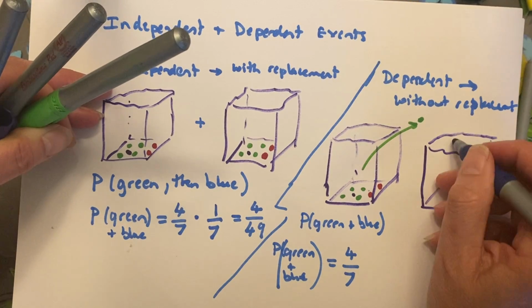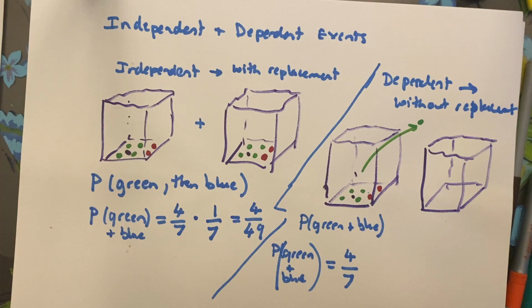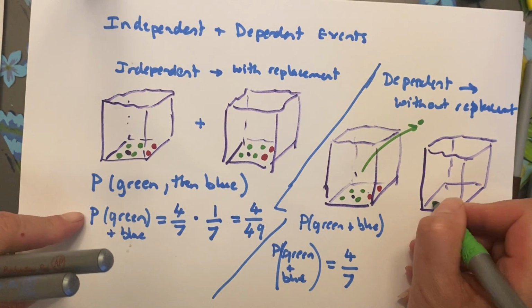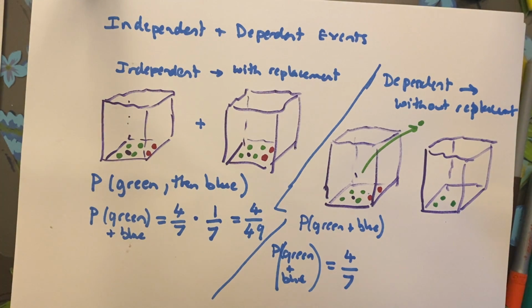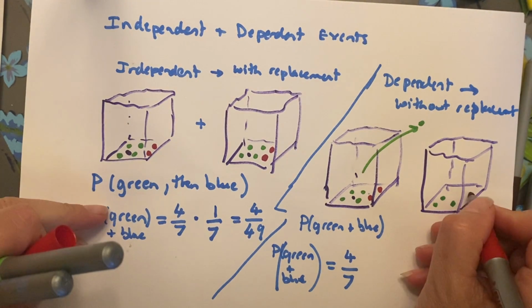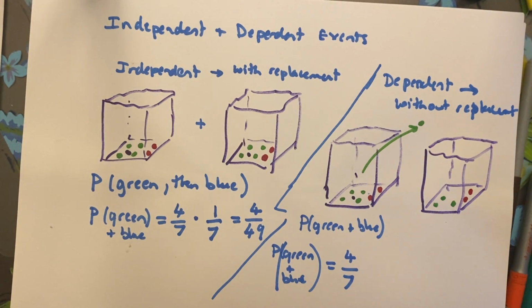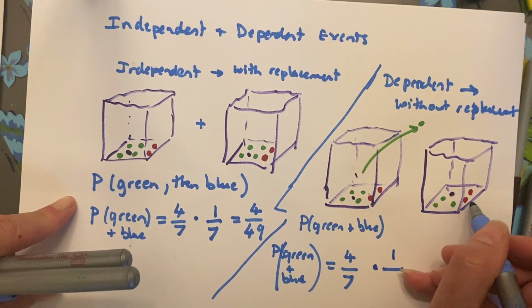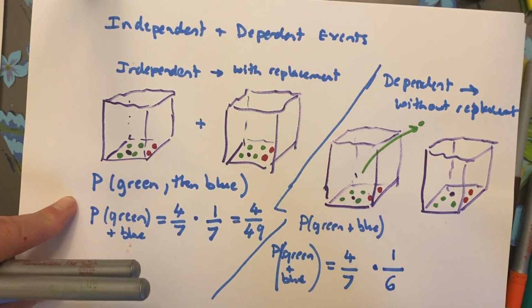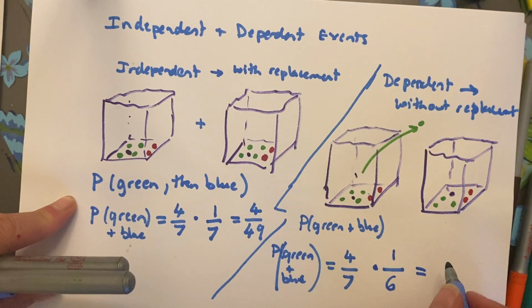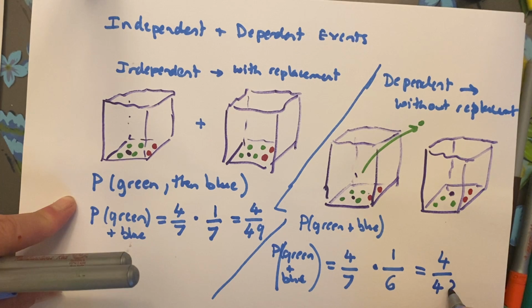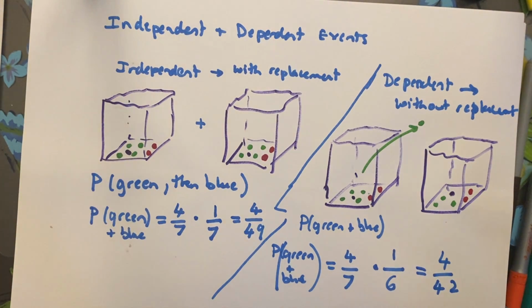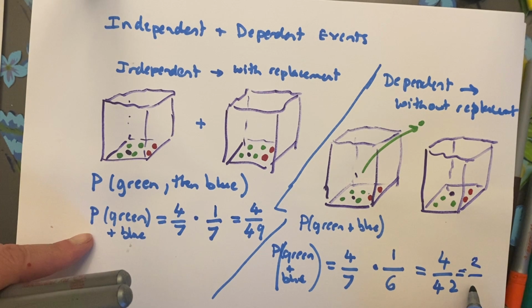my bag is not as pretty as it was at the beginning. It's getting crumpled. I only have 3 marbles that are green, but I still have my 2 reds, and I still have my 1 blue. But my total number of marbles has changed, right? So when I go in to get my blue, I still have the 1 blue to pick from, but it's 1, 2, 3, 4, 5, 6. I only have 6 in the bag total. And so my probability has shifted to 4 out of 42, which then reduces to 2 out of 21.